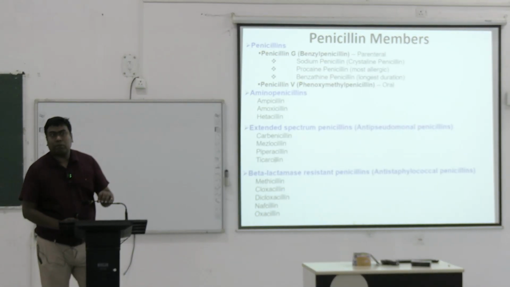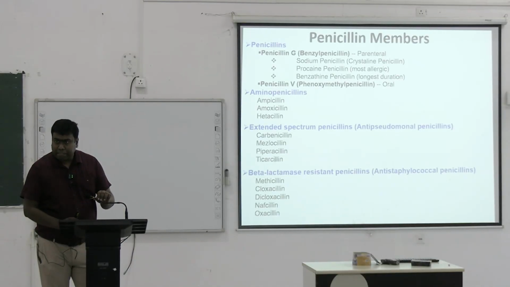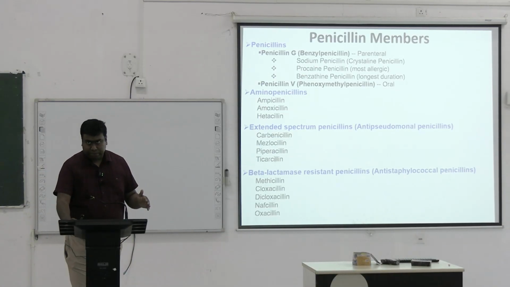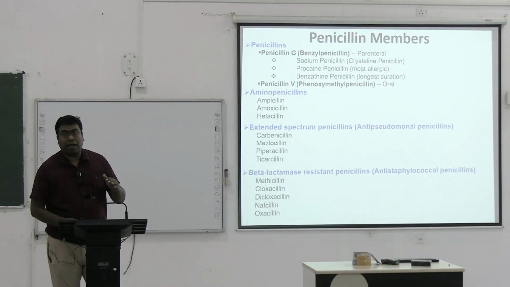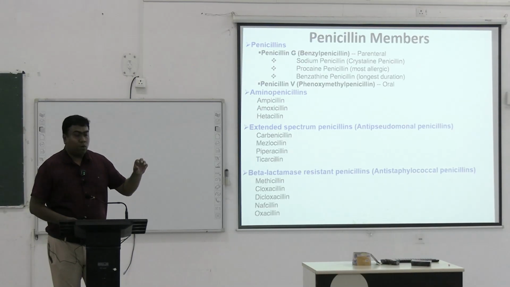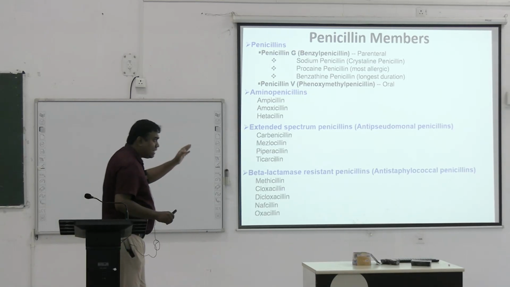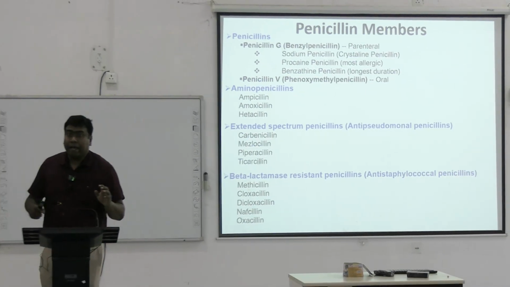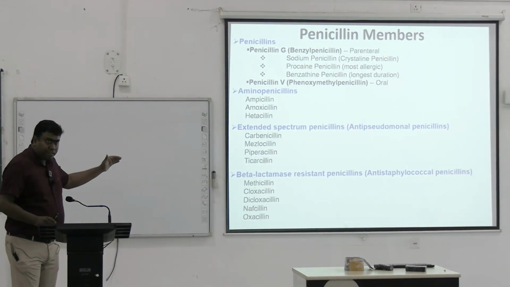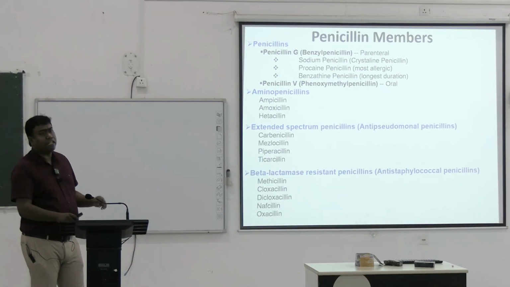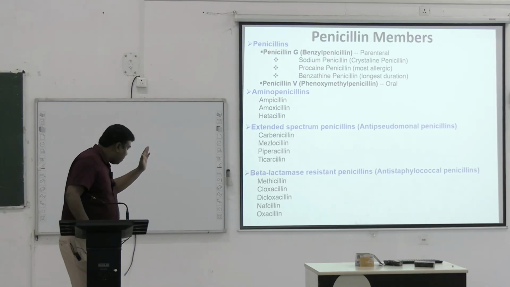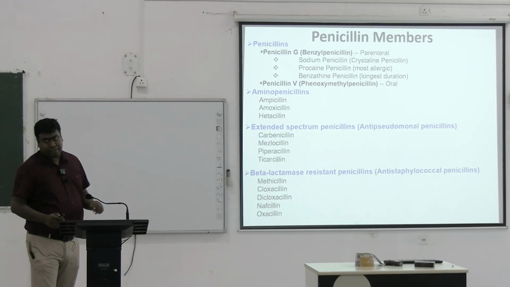Beta-lactamase, what is its disadvantage? They break the beta-lactam ring, so the antibacterial activity will be less. So there are some penicillins which are beta-lactamase resistant, or anti-staphylococcal penicillins: Methicillin, Cloxacillin, Dicloxacillin, Oxacillin and Nafcillin. These are the beta-lactamase resistant penicillins.